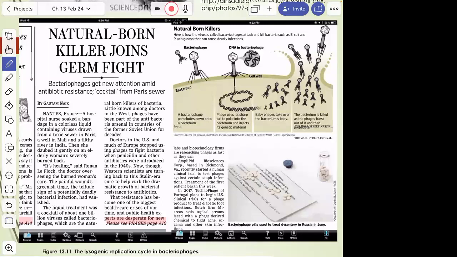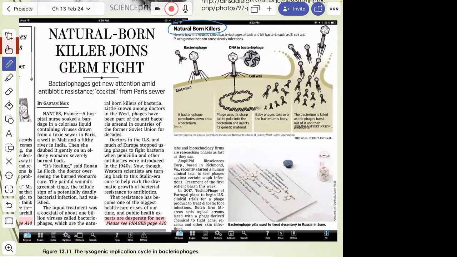So this article basically is talking about the problem of bacterial resistance to antibiotics. And of course, that's still a problem now. It's not the most important public health problem we're facing, so we haven't heard much about it lately. But this attempts to explain how bacteriophage replicate. So they land on a bacterium and inject their genetic material.